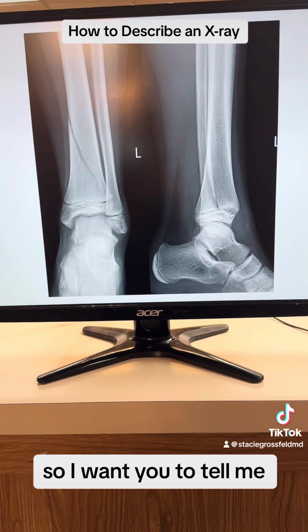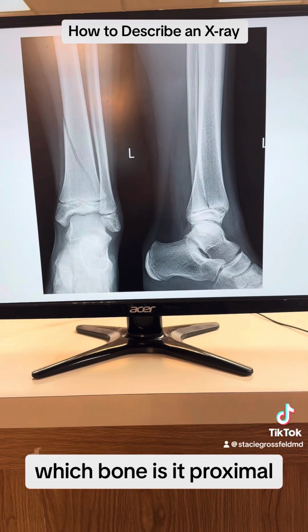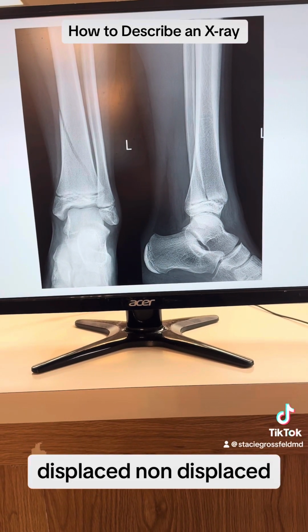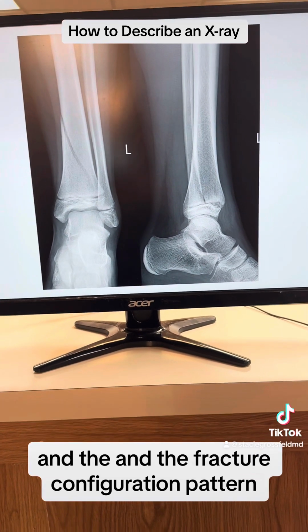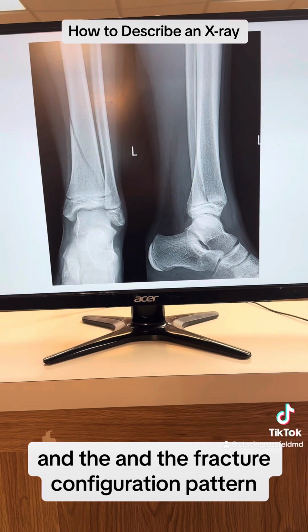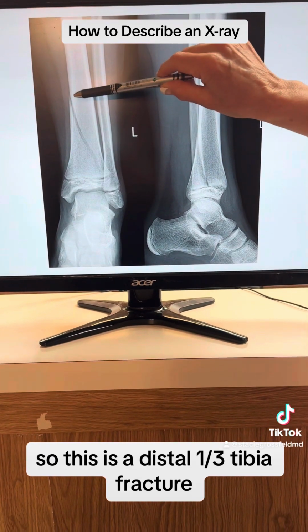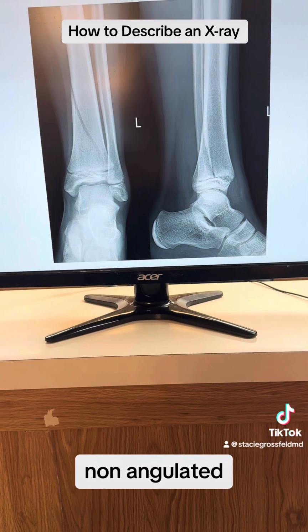So I want you to tell me which bone. Is it proximal, distal, or midshaft? Displaced, non-displaced, angulated or non-angulated, and the fracture configuration pattern. So this is a distal 1/3 tibia fracture, oblique, non-displaced, non-angulated.